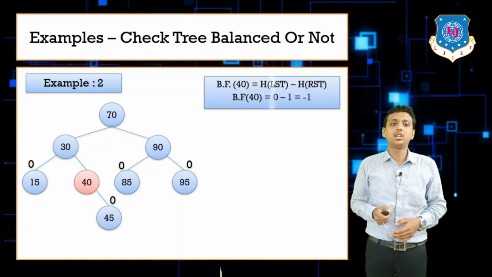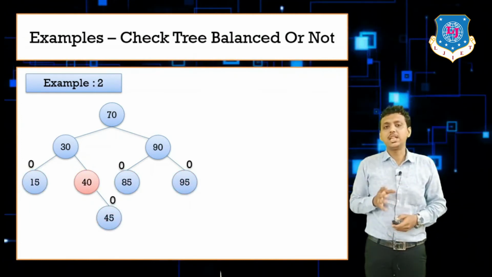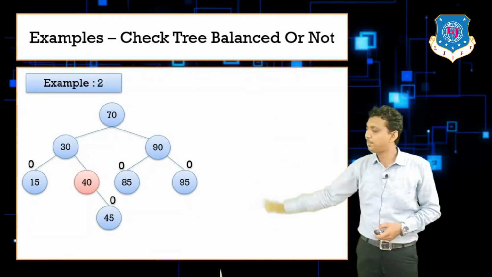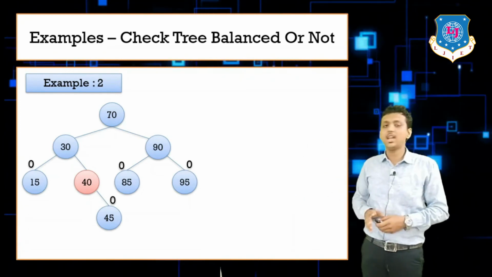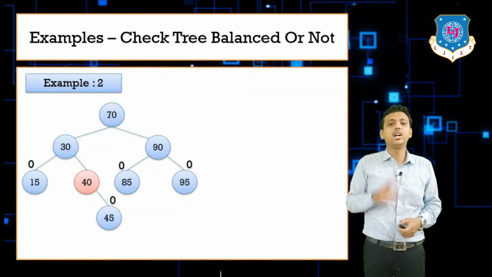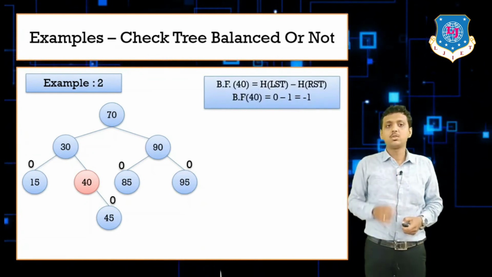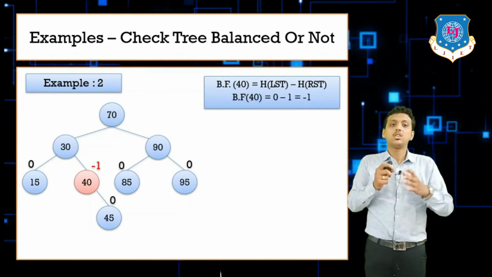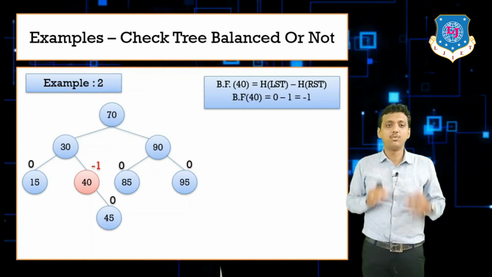Now let's start with node 40. For node 40, students, the left subtree height is 0, and in the right subtree we have one level, that's why 1. So 0 minus 1 becomes minus 1. So the balancing factor of 40 is minus 1.